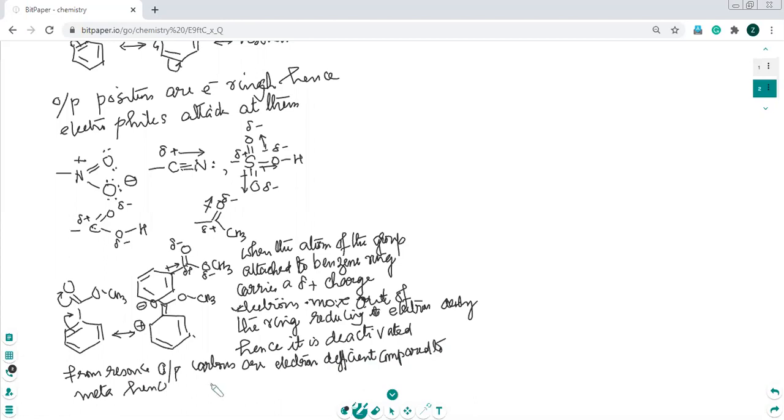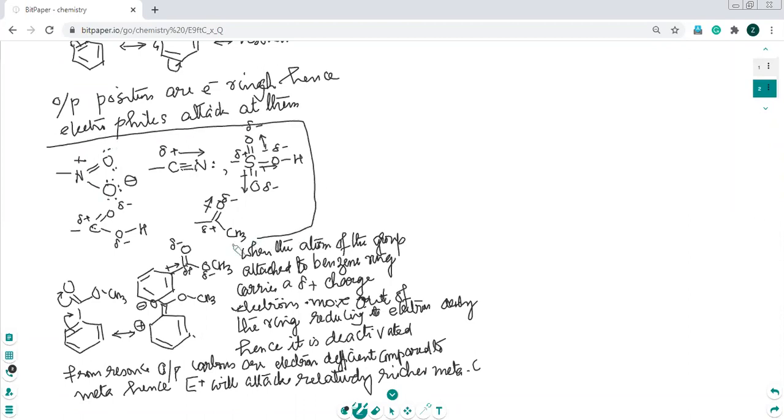Hence, electrophiles will attack the relatively richer meta position, meta carbon. So that is why these groups are meta directing. So which are the groups? Look at these groups. These are meta directing. And don't forget to draw all these structures when you are given the groups. Don't forget to write the structures. Okay.